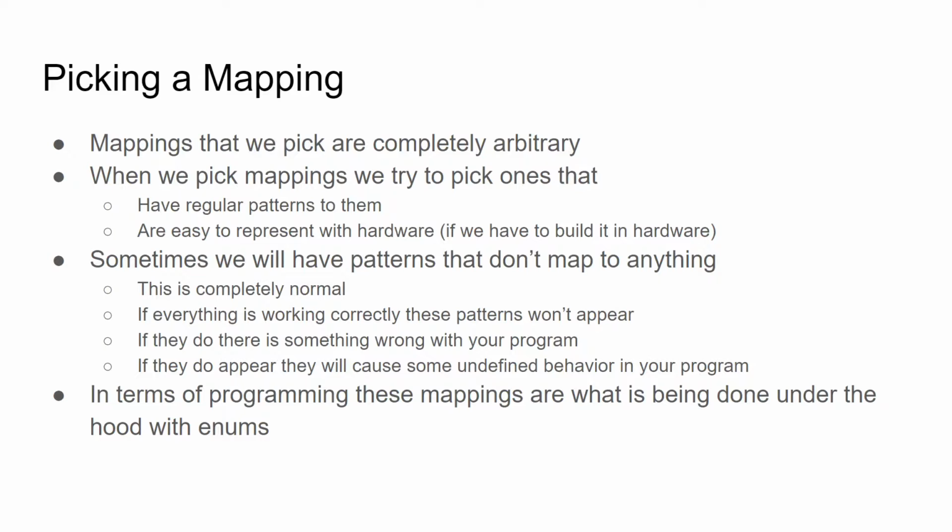But when we go to pick mappings, the mappings that we pick are completely arbitrary. They're whatever we feel like at the moment. But when we do pick mappings, we want to choose ones that are going to work well with our hardware and maybe work well in our program. So we generally try to pick mappings that have regular patterns to them, as well as ones that are easy to represent in the hardware if we have to implement that inside the hardware. Sometimes we'll have patterns that don't map to anything. Super normal. Again, if we have these patterns, they probably shouldn't show up in our program at all because they have no meaning in our problem. If they are showing up, it means you screwed up, and you should go fix that.